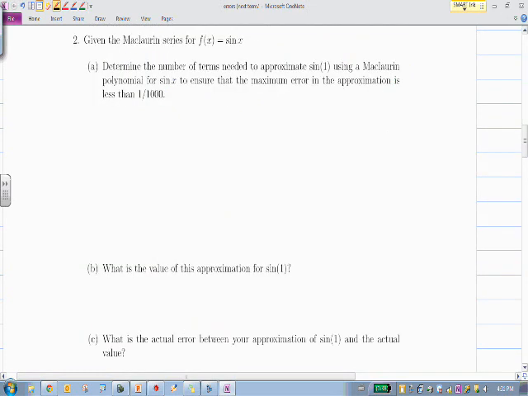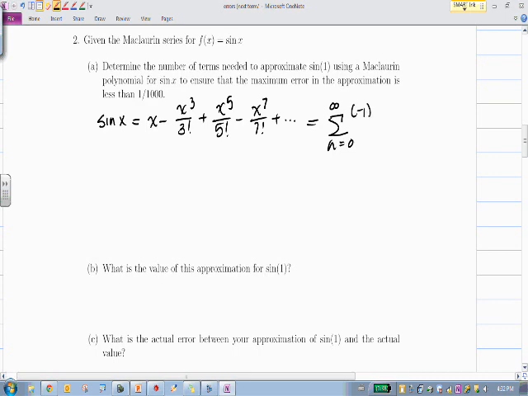If you turn the page, we're going to move on to question 2, which deals with sine of x. So if you remember, sine of x is just the odd powers, because sine is an odd function, so it's x minus x cubed over 3 factorial, plus x to the 5th over 5 factorial, minus x to the 7th over 7 factorial, plus dot dot dot. If you prefer the sigma form, it's going to be sigma n equals 0 to infinity, negative 1 to the n, x to the 2n plus 1, all over 2n plus 1 factorial. Okay, so either way is fine.